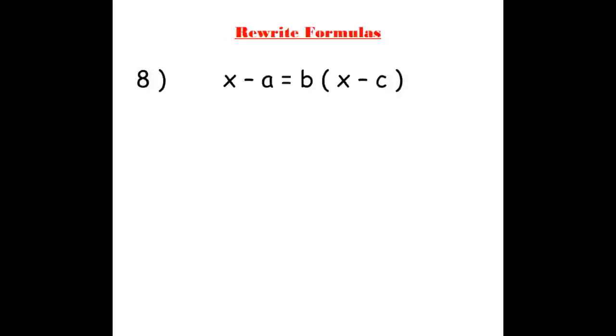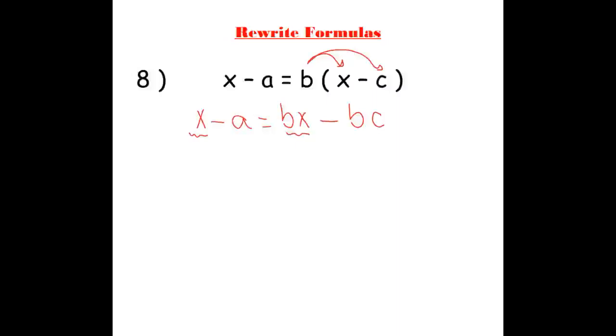So here, let's read this example. x minus a equals b bracket x minus c. First, I cannot deal with this formula like this. I should distribute the b among this parentheses. So here will be x minus a equals b multiply x minus b multiply c. Then here, this term contains x and this term contains x. I should make all the friends of x together in a side and all the other variables in another side.